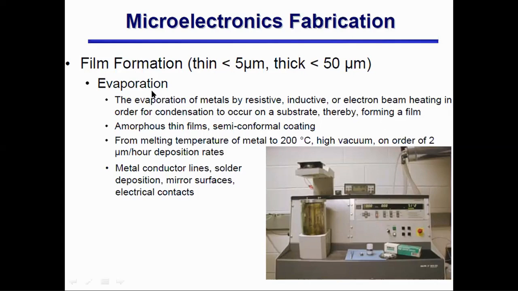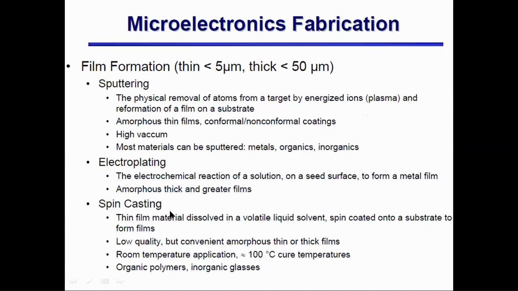We would study this process in more detail. I'm just going through the introduction. And the process would take place under a high vacuum. And normally the deposition rate in this process is 2 micrometer per hour. And these depositions which are done by evaporation are used as metal conductor lines, solder deposition, mirror surfaces, electrical contacts, etc.